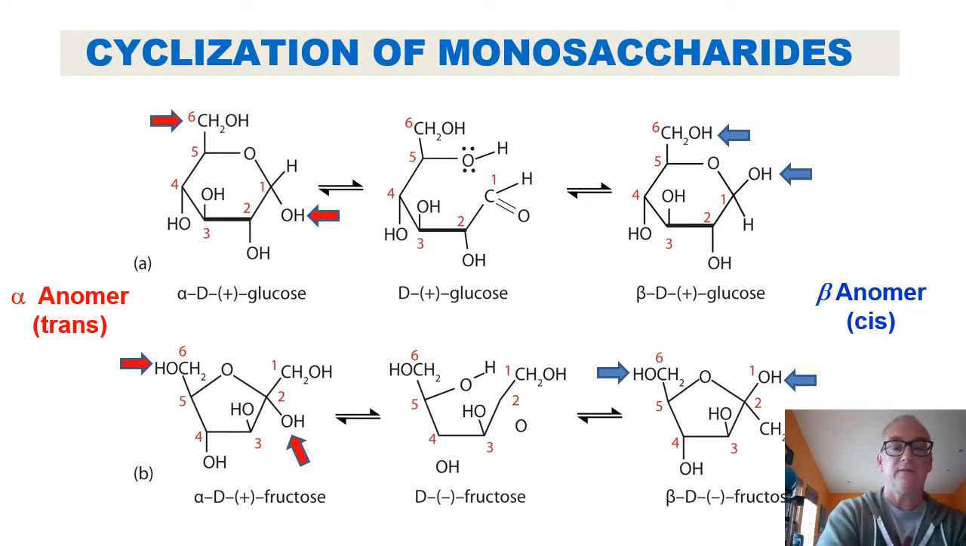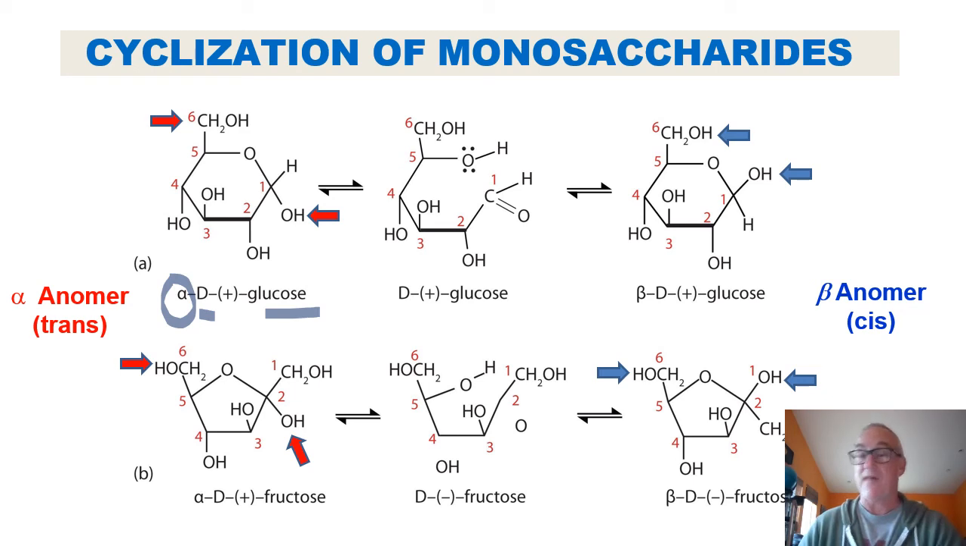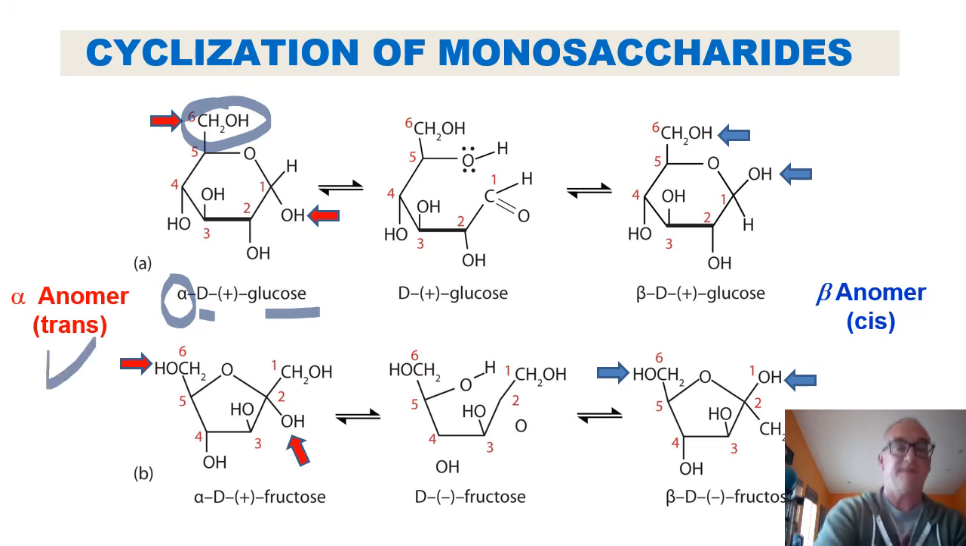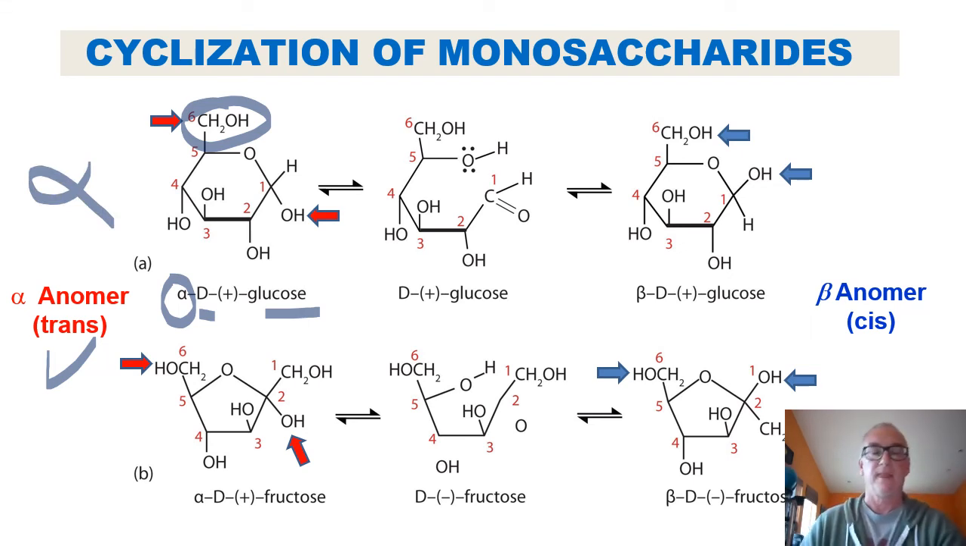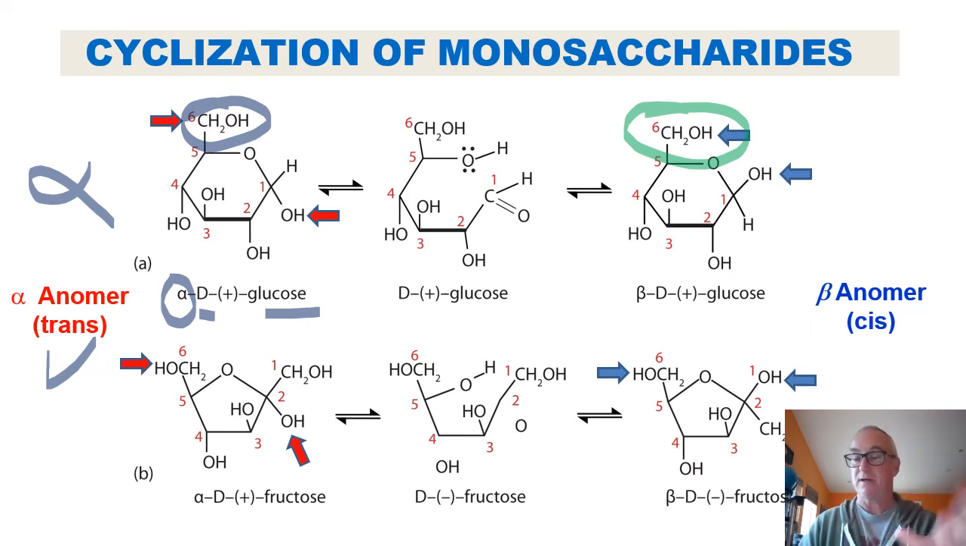So here we've got alpha D-glucose. And why is it alpha? Because here's carbon six and there's carbon one, and the hydroxyl group is pointing down. It's trans. So that is alpha. Now let's go over and look at the beta anomer. As usual, carbon six is always pointing up, and we look for the hydroxyl on carbon one. It's also pointing up. It's cis to it. That is beta.